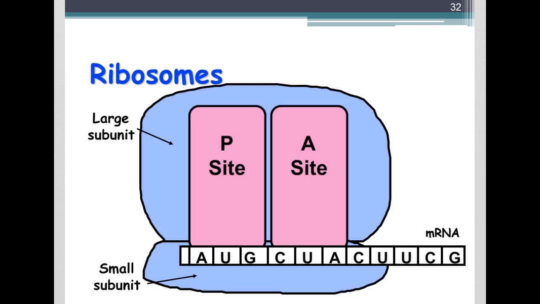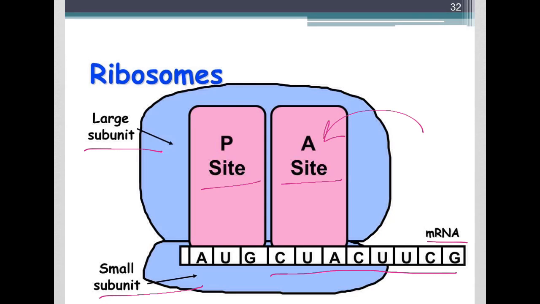When we talk about the process of translation, we're going to be looking at a picture that looks like this, where this is the large subunit, this is the small subunit. Here in between those two is the mRNA. And most people would say that there are 3 sites within the ribosome. However, we're only going to look at 2 here, the A and the P site.